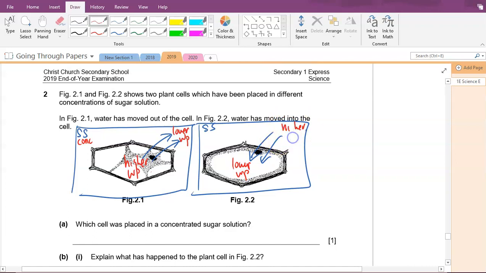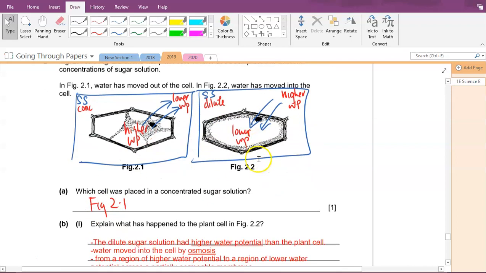Okay, so we're going to write down higher water potential. That's why water is going in. Hence, this must be a dilute sugar solution. So, which cell was placed in a concentrated sugar solution? Clear cut, we have the answer. Figure 2.1. Explain what happened in figure 2.2.